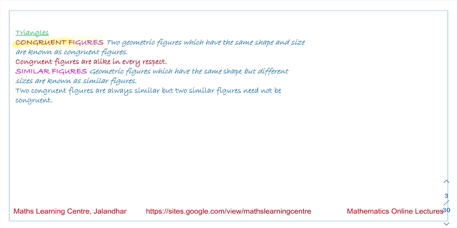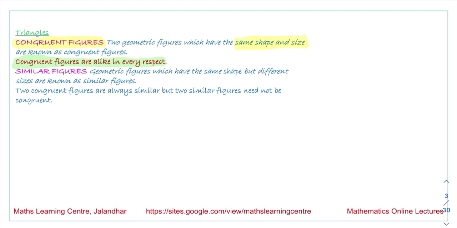We are saying two figures are congruent if they have exactly the same shape and size. We have studied congruent triangles, congruent circles. They have exactly the same shape and size, or we are saying that if we overlap those two shapes, then they will overlap completely with each other. If we keep them on one another, they overlap completely. So congruent figures are alike in every aspect. It is written over here that congruent figures are alike in every aspect.